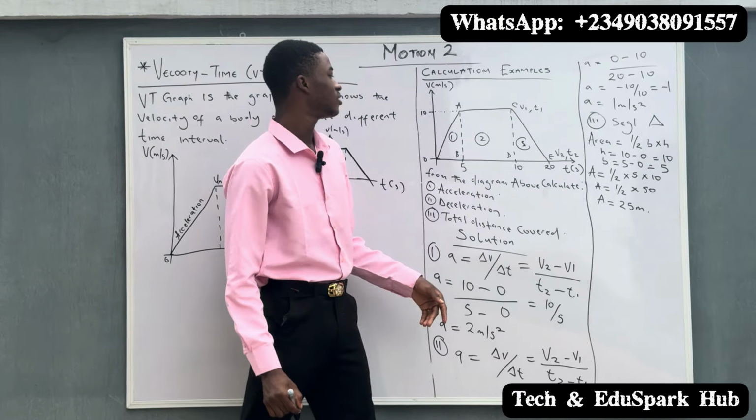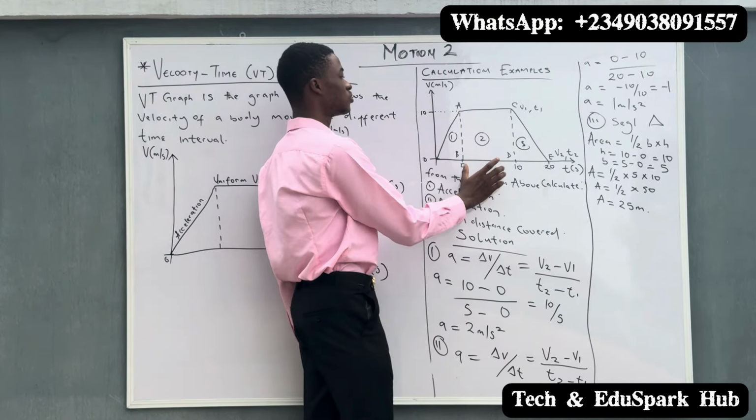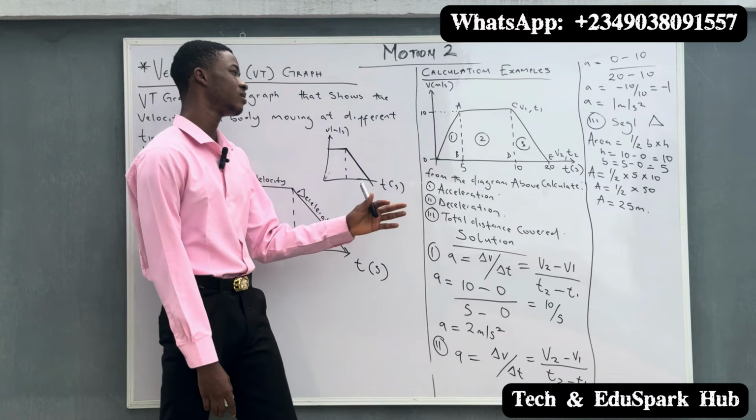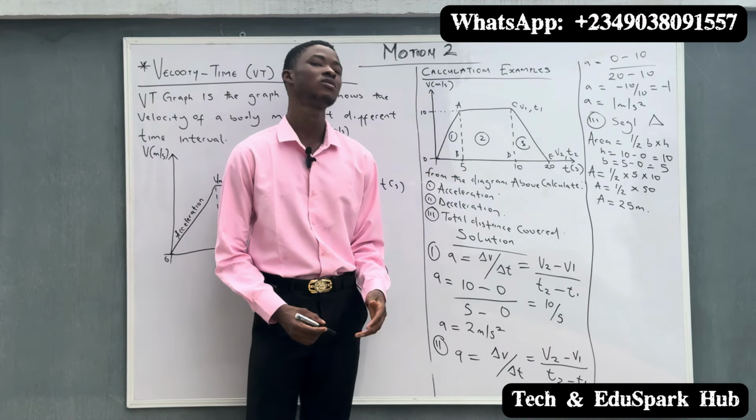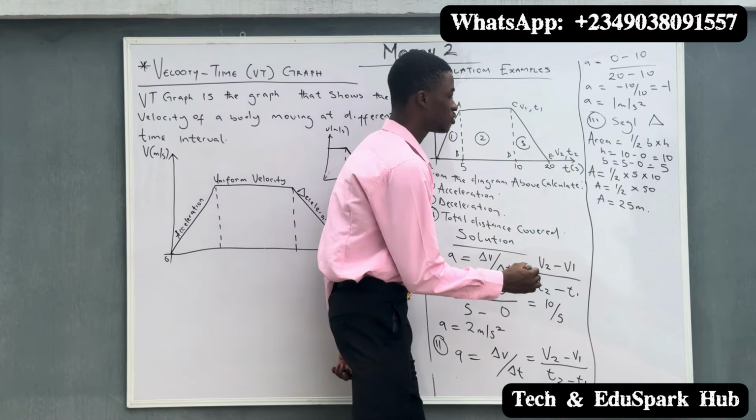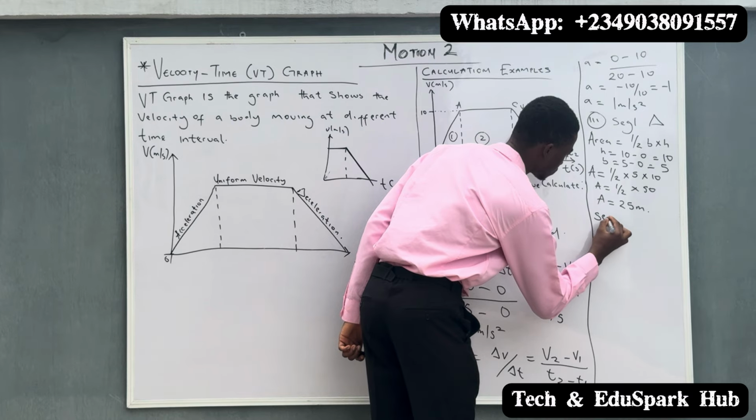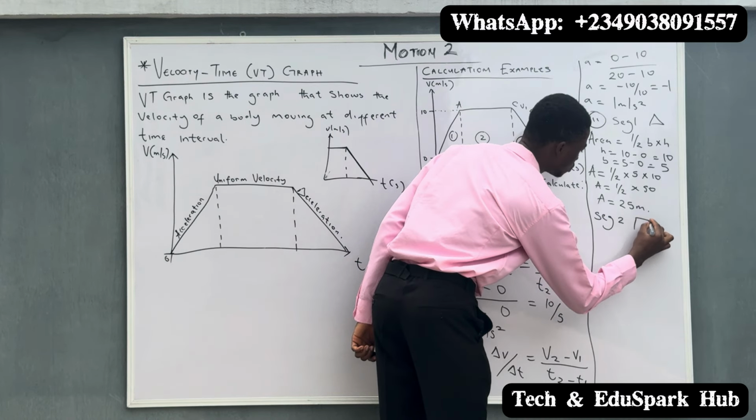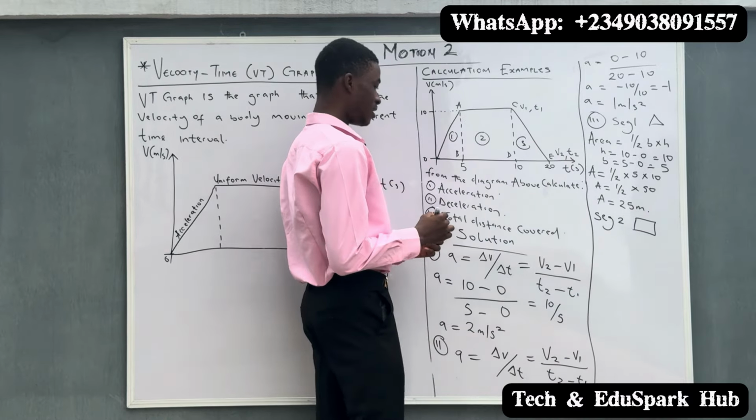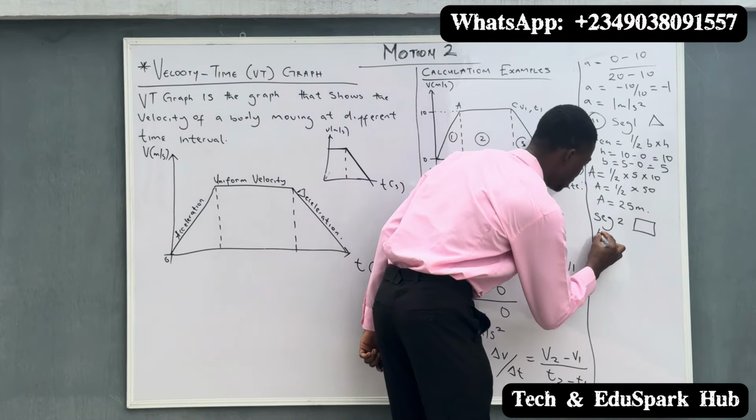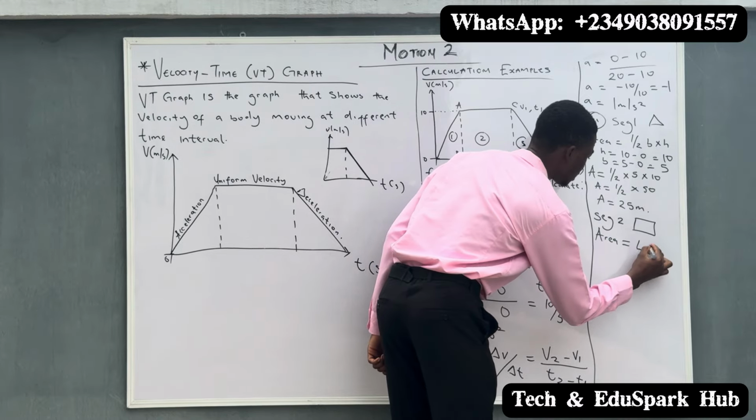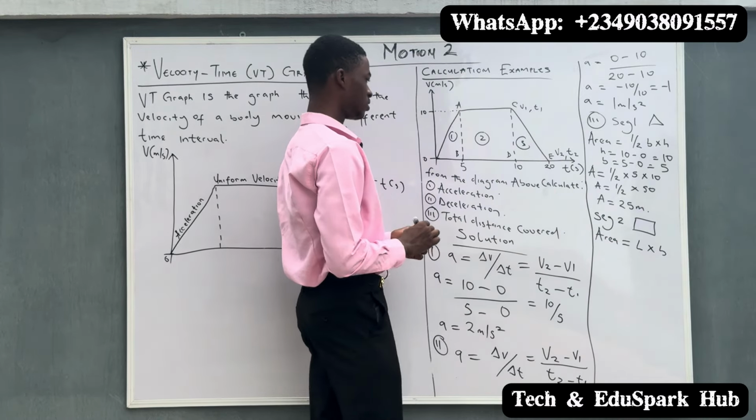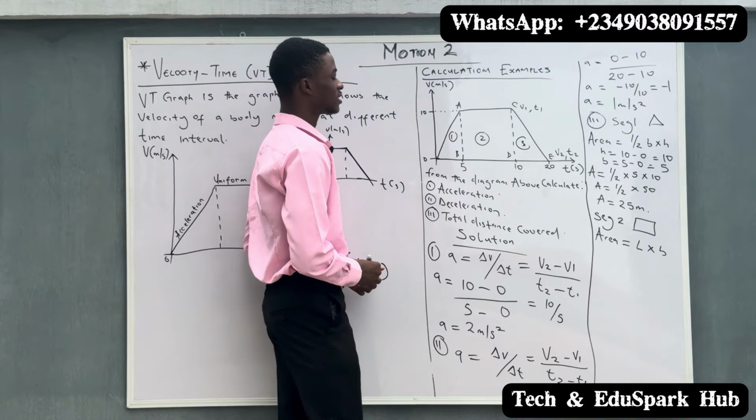So now let's look at segment 2. In this segment 2, you can see the shape. What shape is this segment 2? You can see it is obviously a rectangle. So in this case, we have our segment 2 to be a rectangle. And the area of a rectangle is length times breadth. So in this case, let's look for the length and the breadth.